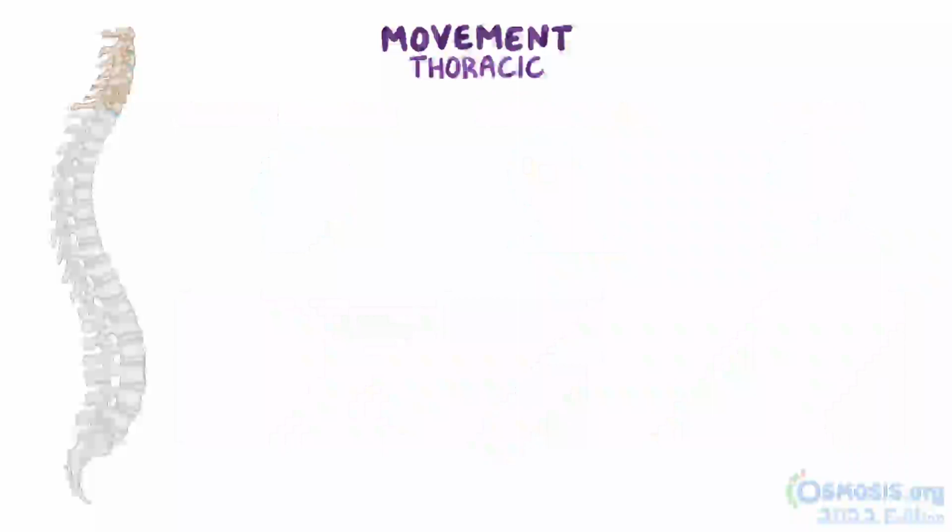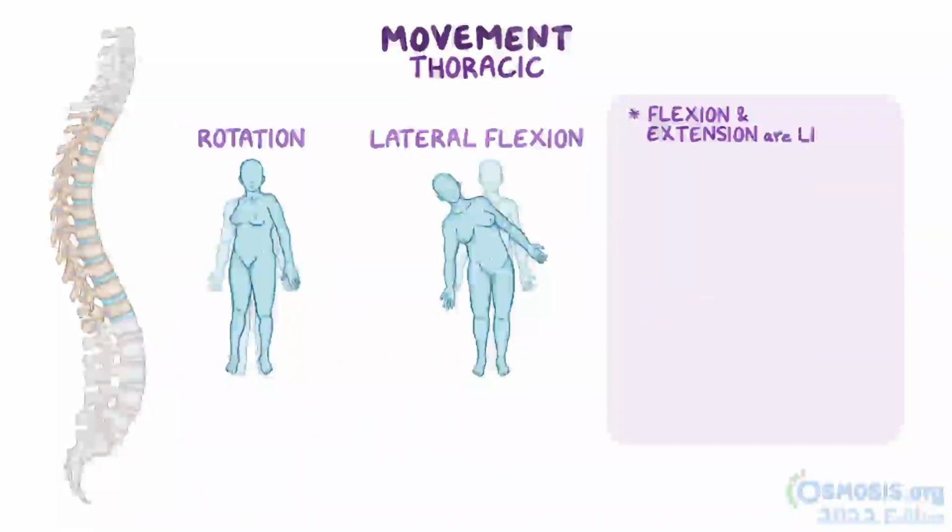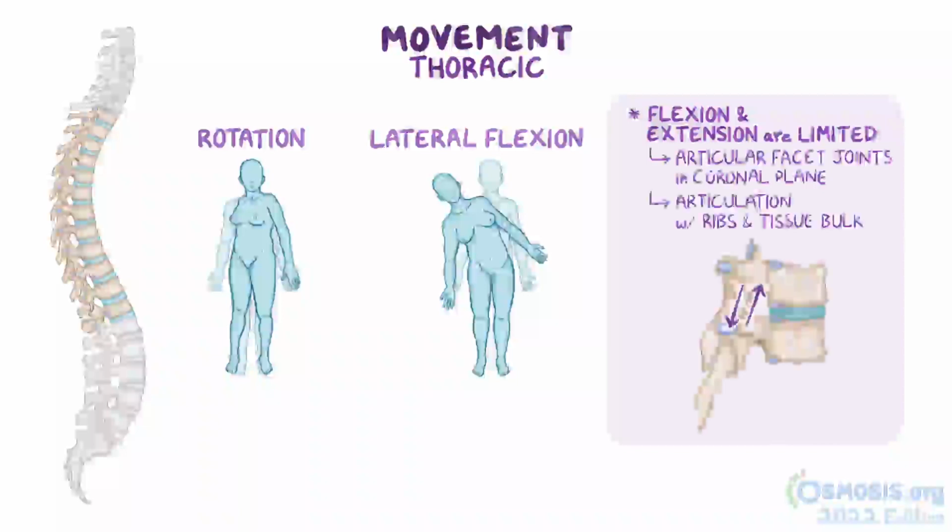In the thoracic region, movement is mainly in the form of rotation with some lateral flexion. Flexion and extension are very limited because the facet joints are oriented in the coronal plane. Additionally, articulation with the ribs and the tissue bulk surrounding the thoracic vertebrae in the upper trunk combine to further limit the ability to flex or extend the thoracic vertebrae.